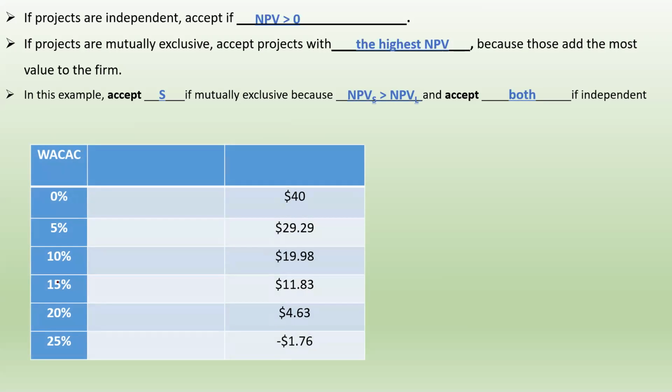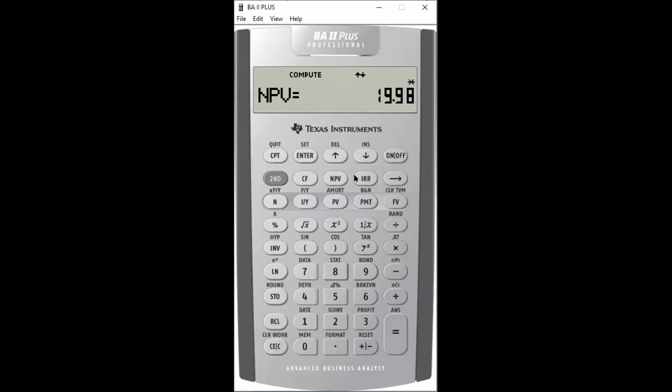And the next thing I would like to introduce is the so-called NPV profile. For an NPV profile, we calculate NPV under different scenarios of the weighted average cost of capital, that is, we see under different discount rates what the NPV of the project is. So I listed here the NPV of S when the weighted average cost of capital is 0%, 5%, 10%, 15%, 20%, and 25%. How could we calculate this in our financial calculator? We just go up and change I to 0.